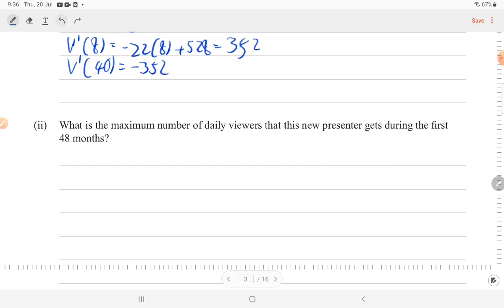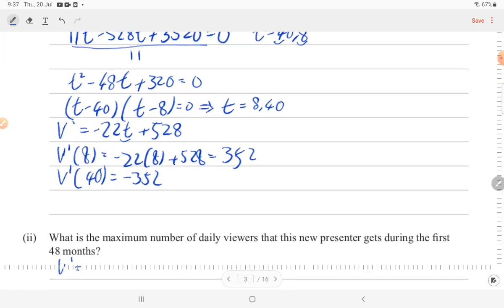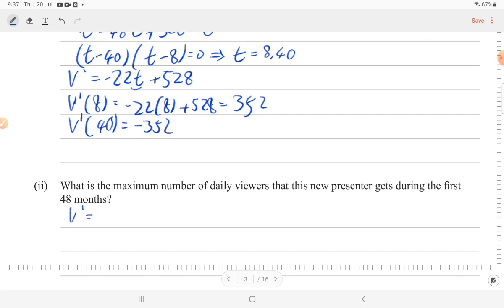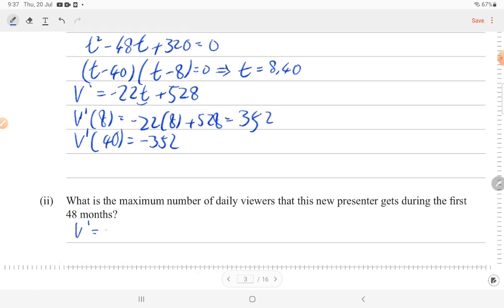So when the derivative is equal to 0, we have a maximum point or a minimum. You must be careful when you set it equal to 0, since it will either give a minimum or a maximum point. So from the previous question, we have V dash is equal to negative 22t plus 528.